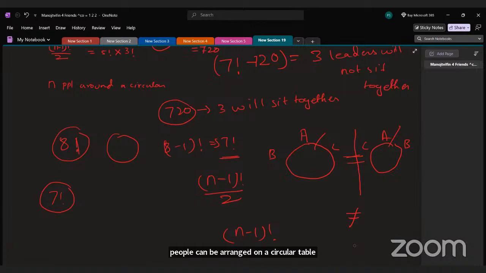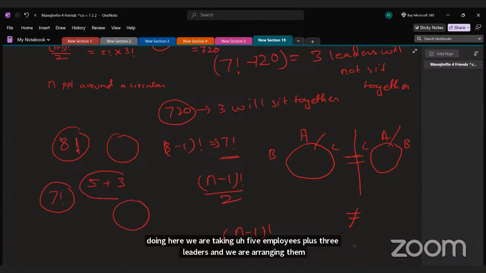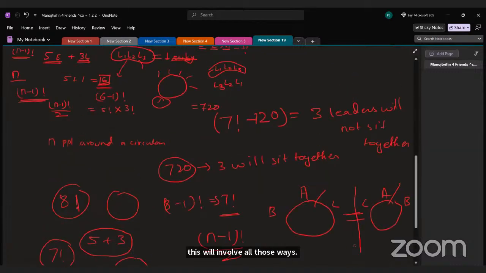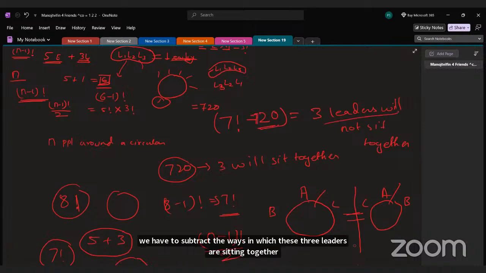You're getting my point? What we are doing here is taking 5 employees plus 3 leaders, and we are arranging them on a circular table. So this will include all those ways where these 3 leaders are sitting together and not sitting together. So we have to subtract the ways in which these 3 leaders are sitting together to get all those ways in which these 3 leaders will not sit together.